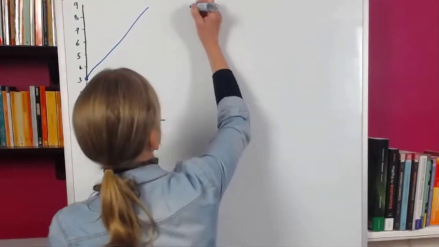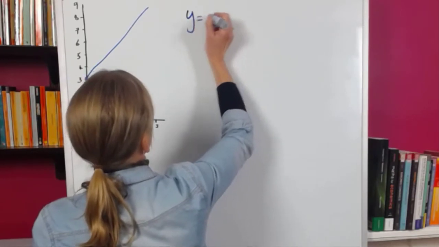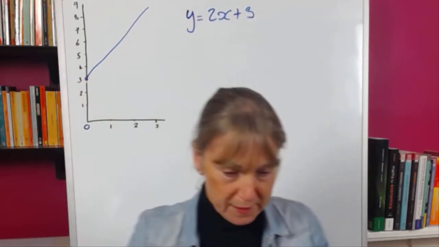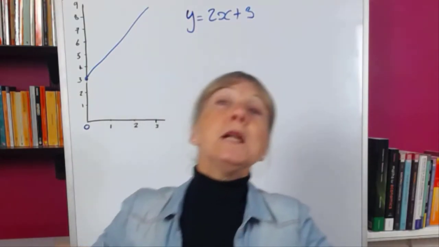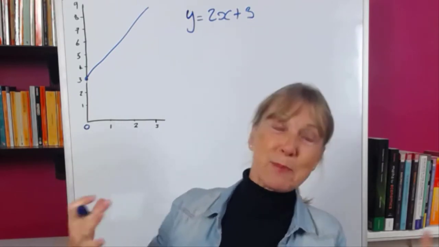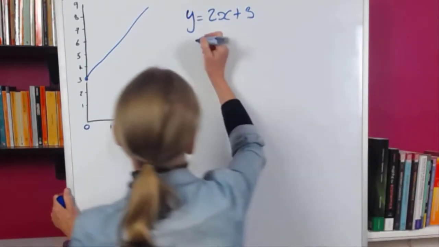So let's give this a name. Let's say it is y equals 2x plus 3. Now you remember a lot of this from school. The problem with that is that it doesn't look like an economics function, does it? So let's make it look like an economics function.